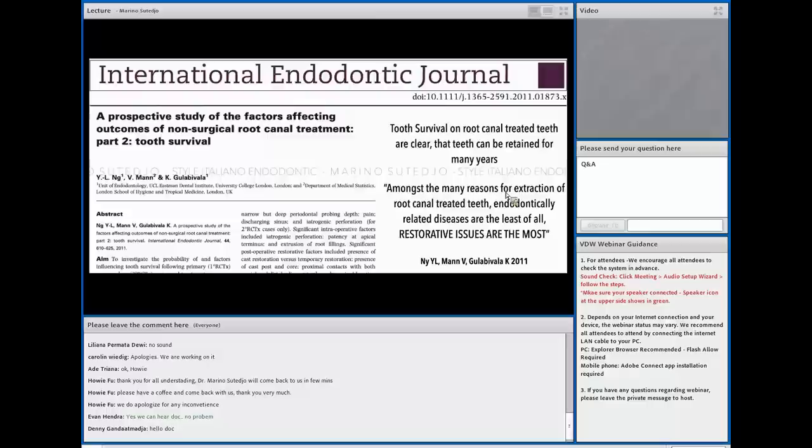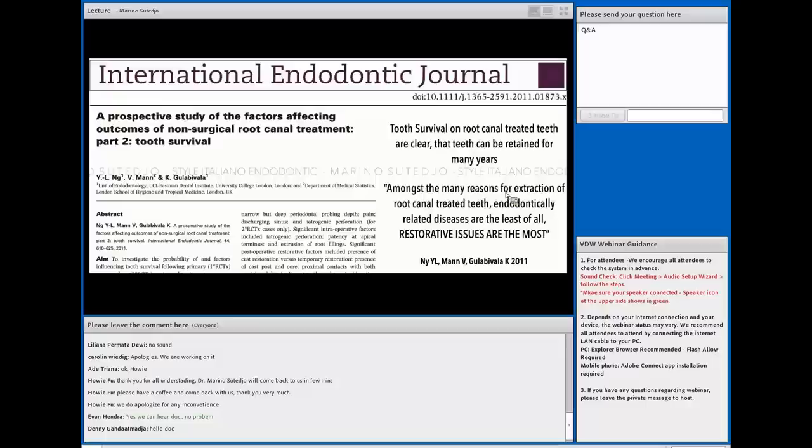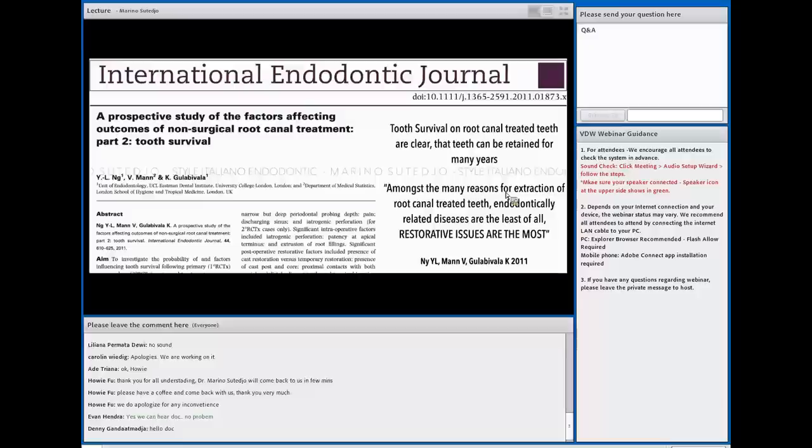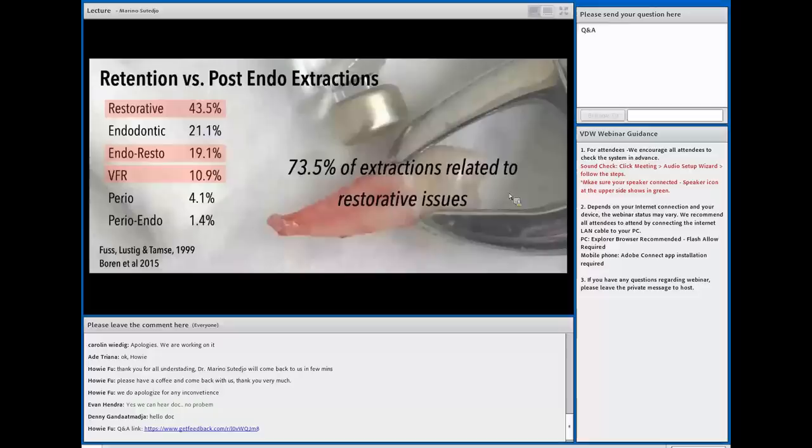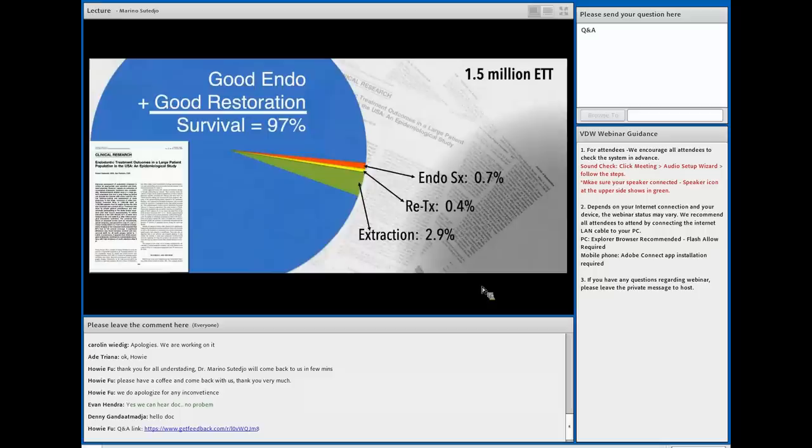There is research conducted by Gulabivala and his team back in 2011, published in the International Endodontic Journal. He said that tooth survival is evident in endodontically treated teeth, which can be retained for many, many years. But when it comes to extractions, the restorative issue will always be the most common reason for extraction rather than the endodontic problem. That's also what was written by Marjorie in 2010, that patients are not well served if we succeed in our endodontic treatment but then the tooth fails because of restorative problems. And from the literature, we know that 73% of the extractions are because of restorative issues.